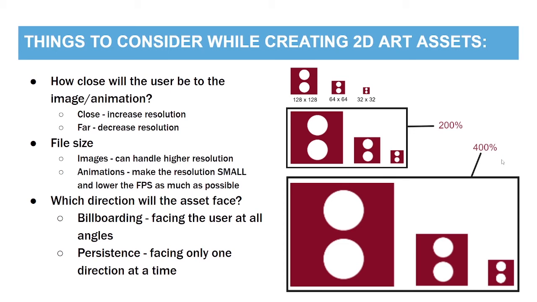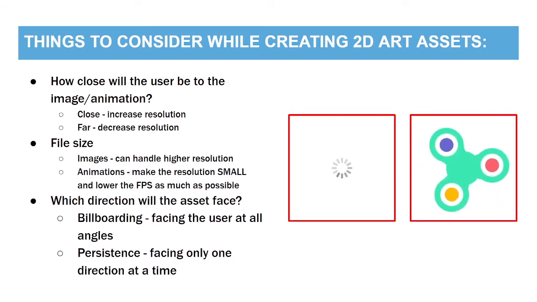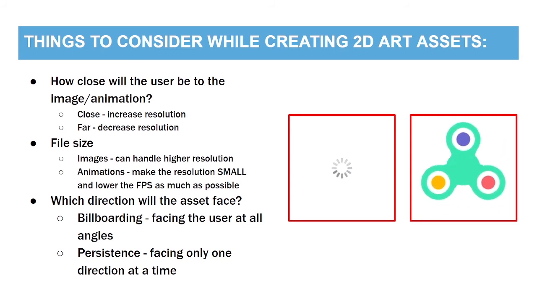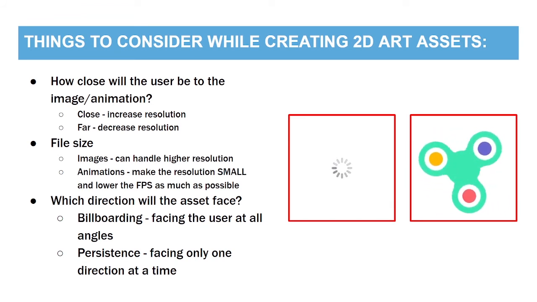With images in particular, they can typically handle higher resolution. However, animations for AR need to have as small of a resolution as possible, as well as the lowest frame per second as possible. Animations are where you're really going to want to optimize and make sure that they are as small as you can make them.